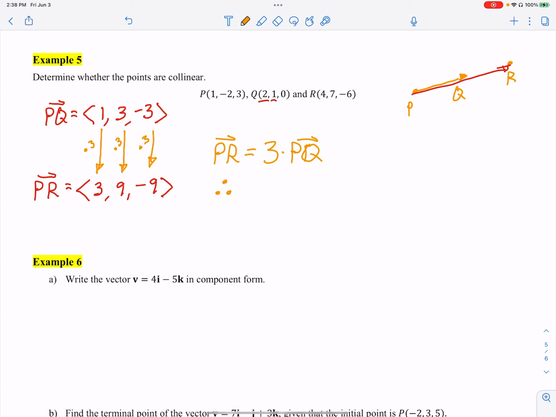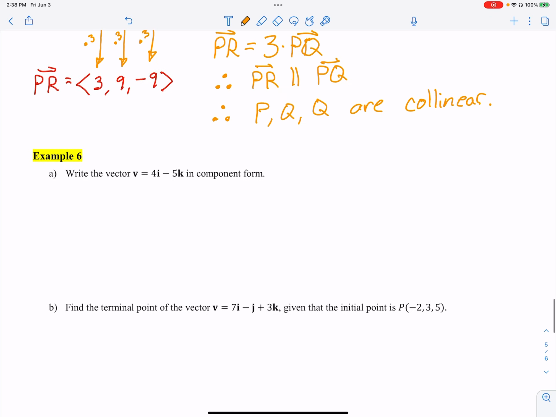Therefore, PR is parallel to PQ. Therefore, PQR are collinear. So if you can show they're all on the same line, right, show that they're parallel, then they are collinear. All right. One more example, 3 parts to this example, but it's not bad.